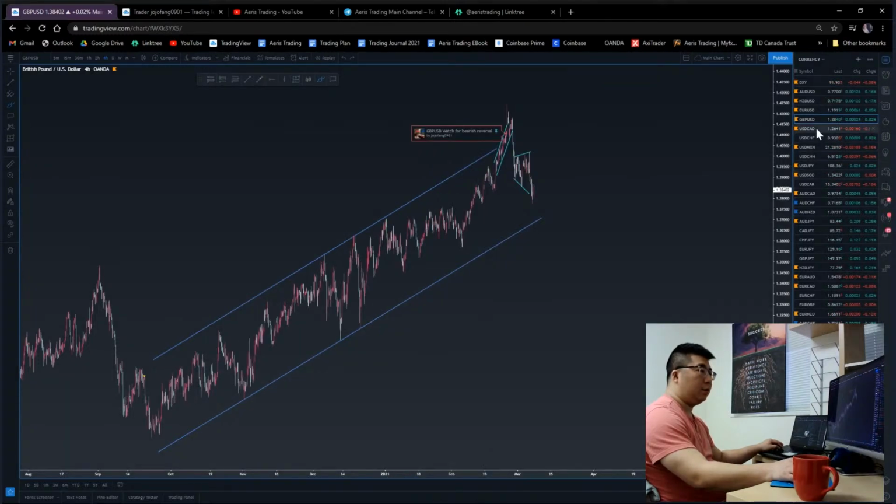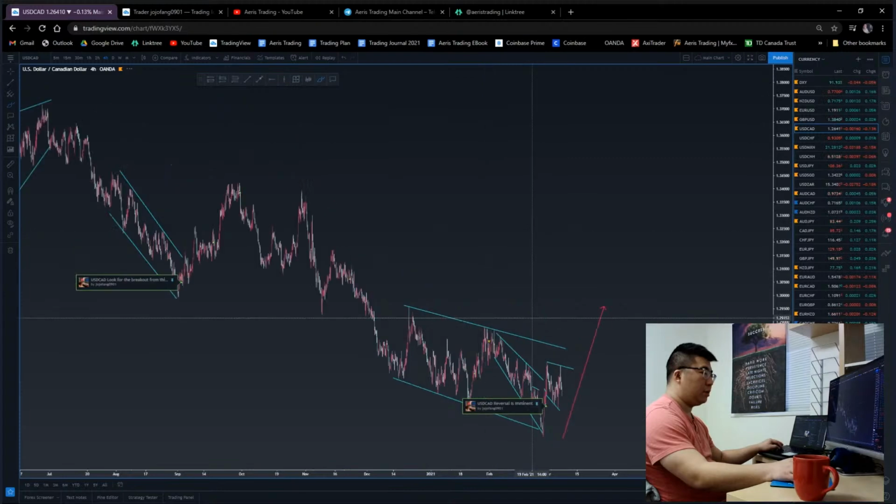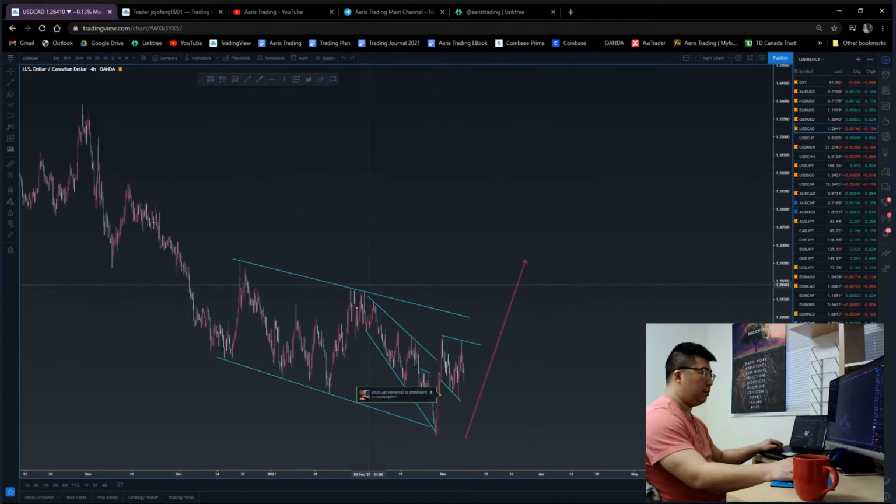And dollar CAD is also good. Dollar CAD is not as strong as a couple of the dollar pairs, but I like this descending channel on the higher time frame, and then smaller descending channel pushing the price down. Impulse correction, looking for the next break.